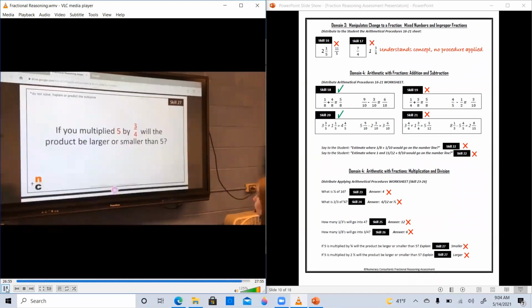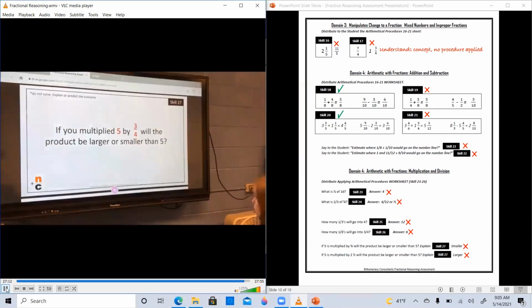Okay, so if you multiply 5 by 3/4, will the product be larger or smaller than 5? So again, they can either say larger or smaller, but they have to explain their thinking. I don't want you to solve it. I just want you to tell me if you think the answer would be bigger than 5 or less than 5. I think it would be greater than 5. And why would it be greater than 5?